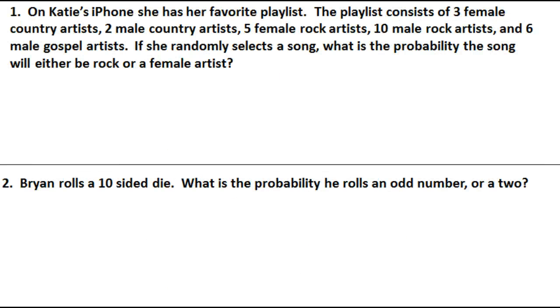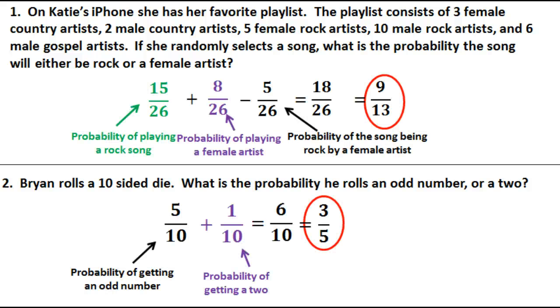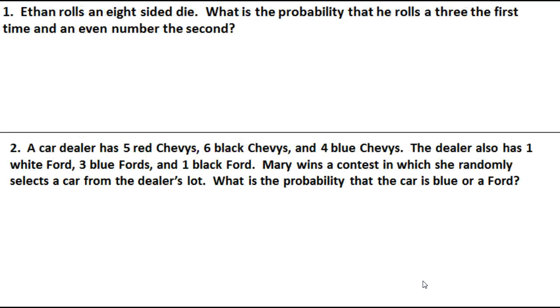Let's try another one. Try this one. Push pause now. Here's your answer on this one. This one got a little bit more complicated only because there are so many different types of artists. You're going to have to count all of those up. Okay, and this one is real similar to the one that we just did with the die. Let's try another one now. So try this one, just push pause now.